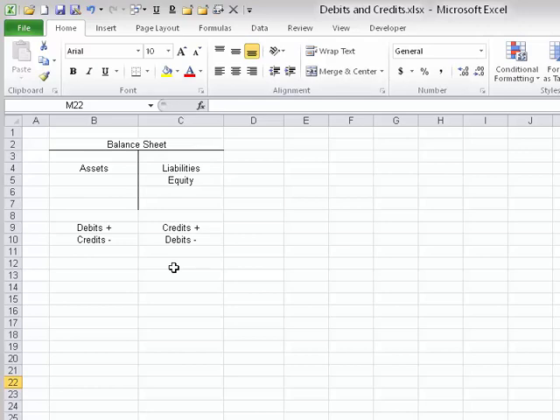If we increase the balance that we owe to them, that means we must have credited the account, because credits increase liabilities. Credits also increase the equity account. And again, the opposite is that a debit will decrease the equity account. All right, let's go through some brief examples.